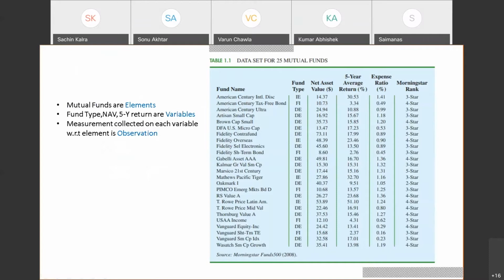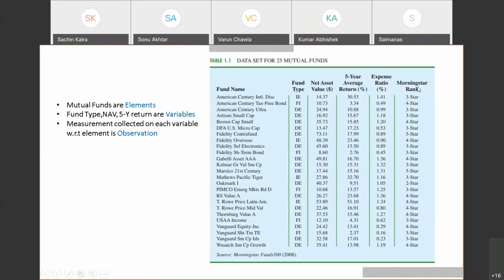In machine learning also we refer to columns as variables. Sometimes these are called attributes as well. And the information that we have recorded for each particular combination of element and variable is called an observation.